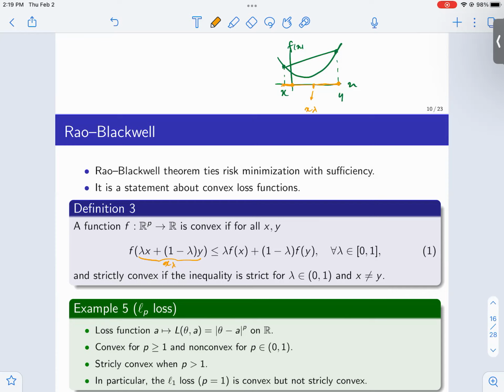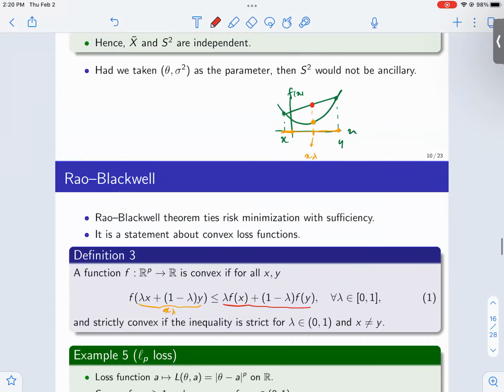And then the value of the function at that point is this. If this is below the other value, which is this red one, the value of that secant, you can verify that it's going to be above the value of the function, right? So that's that definition, formally written down. And if the inequality is strict for anything in between the endpoints, it's going to be called a strictly convex function. Something like this, where there's a curvature, is going to be strictly convex.